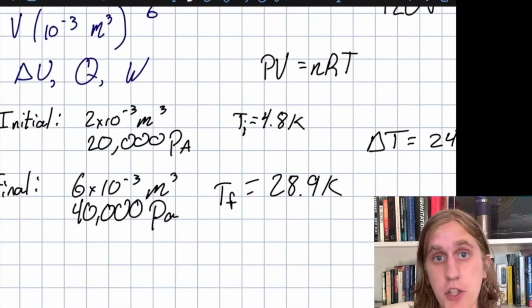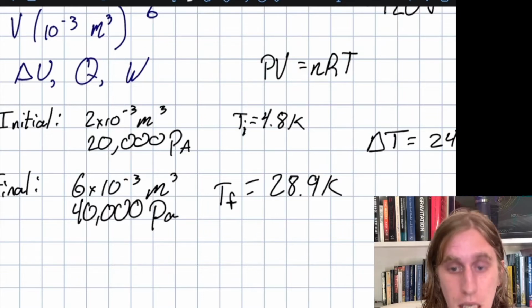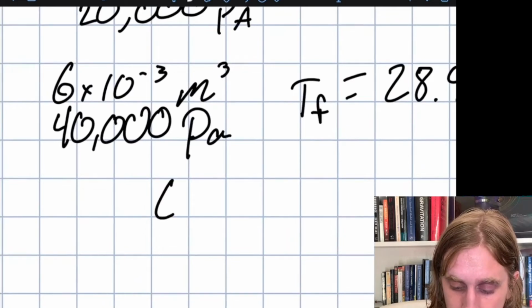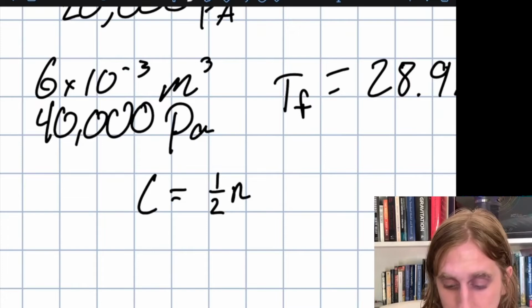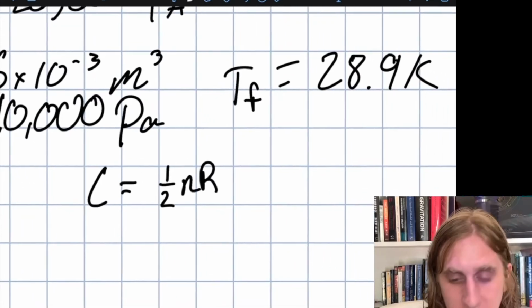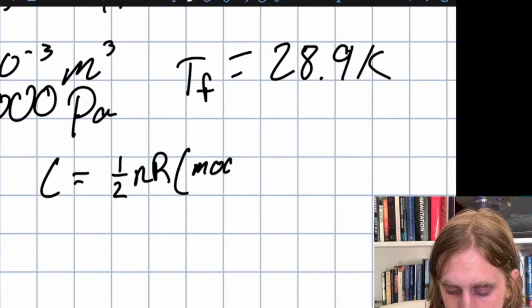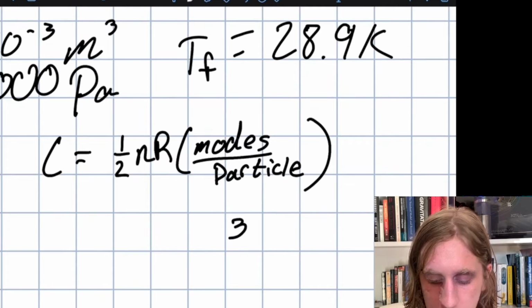If we want to know the change in internal energy of the gas, which is just the change in thermal energy, we just need to calculate the heat capacity and multiply by the change in temperature. We know what the heat capacity of a gas is. It's equal to 1/2 times the number of moles times R times the number of modes per particle. Because this is a monatomic gas, the number of modes per particle is 3.